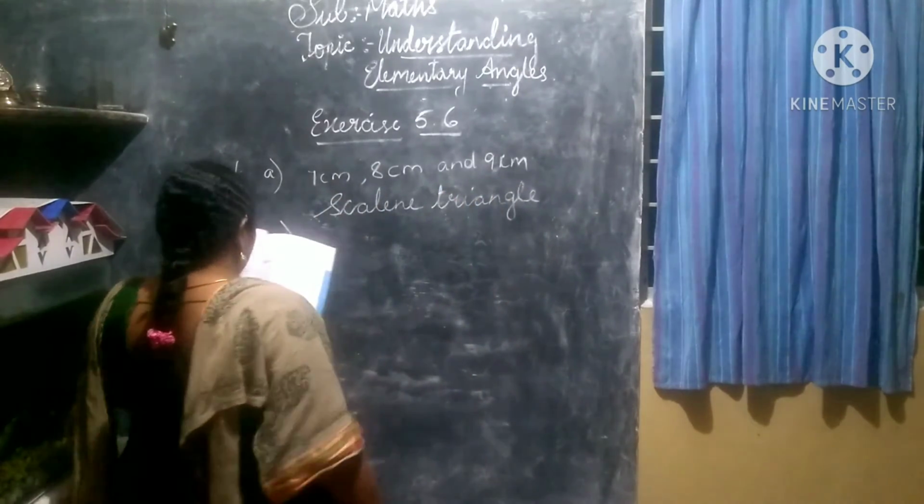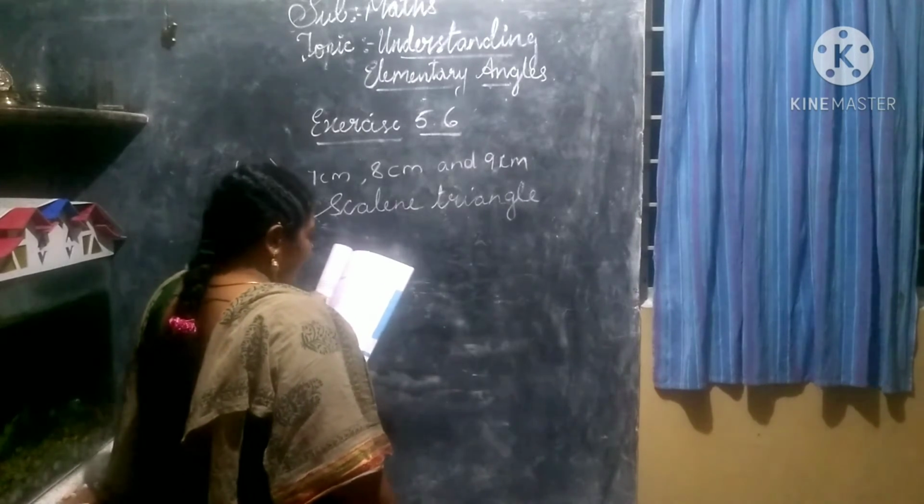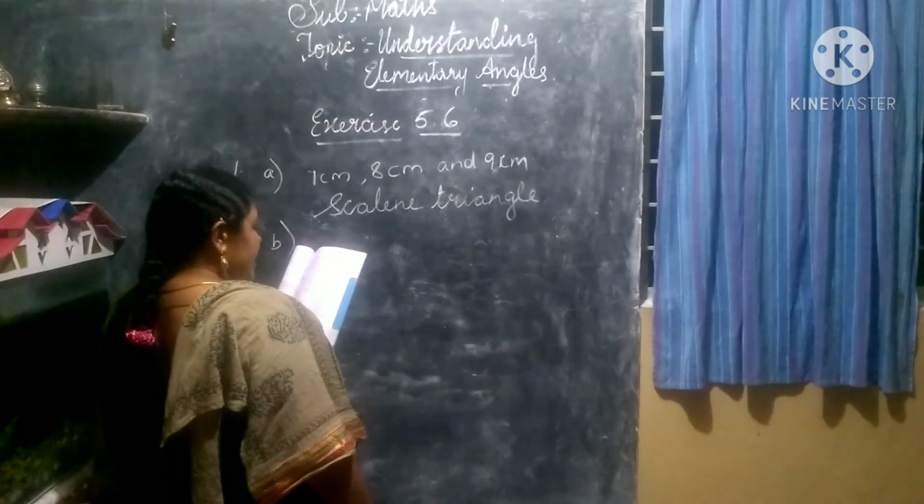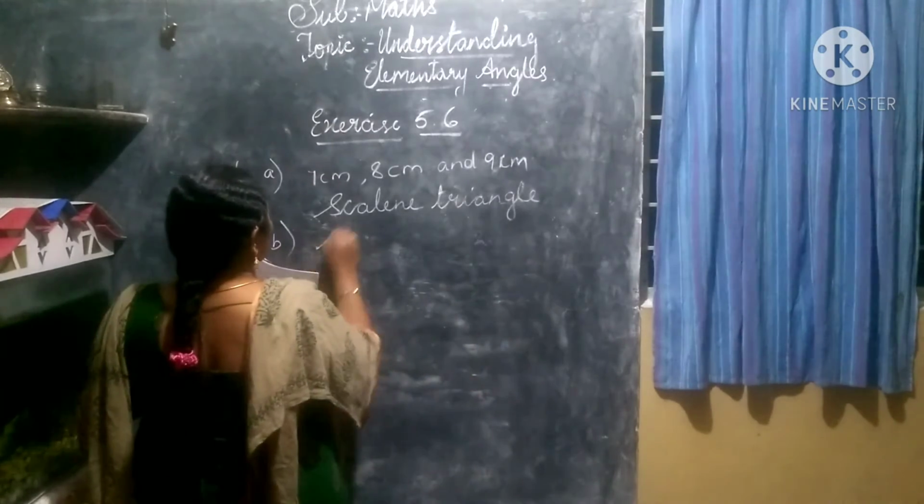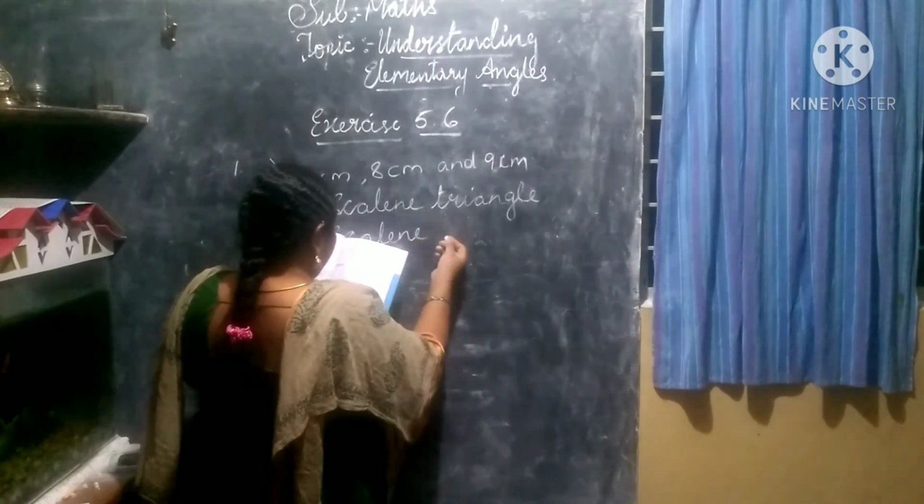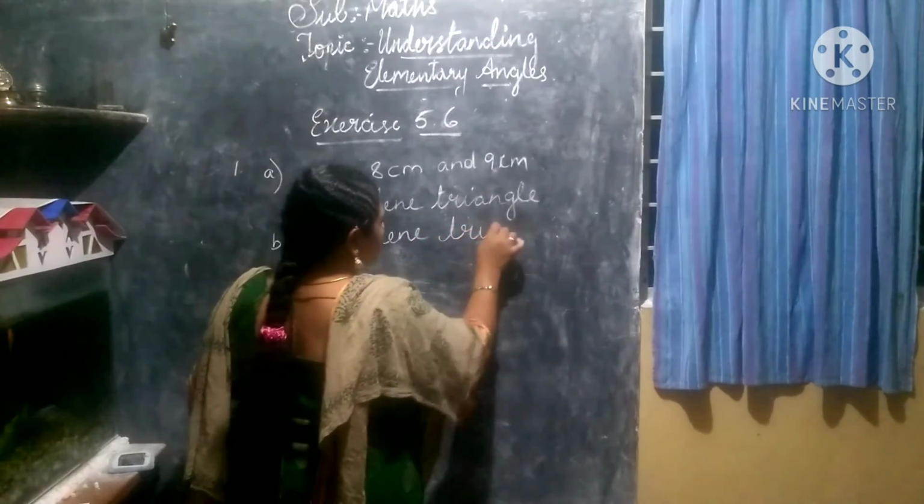B, triangle with AB 8 cm, AC 7 cm and BC equal to 6 cm. Again this triangle is a scalene triangle because all the 3 sides are in different centimeters.